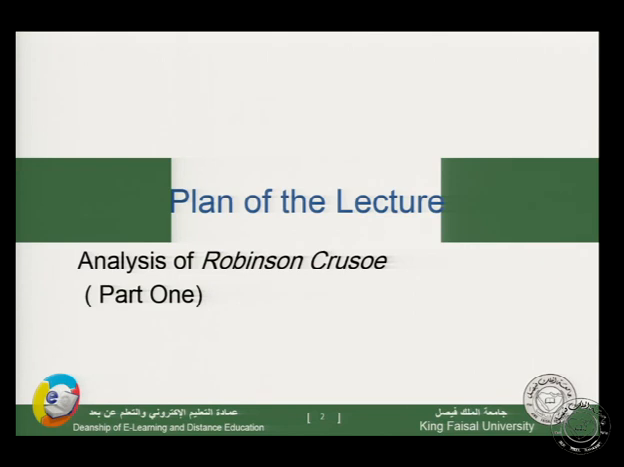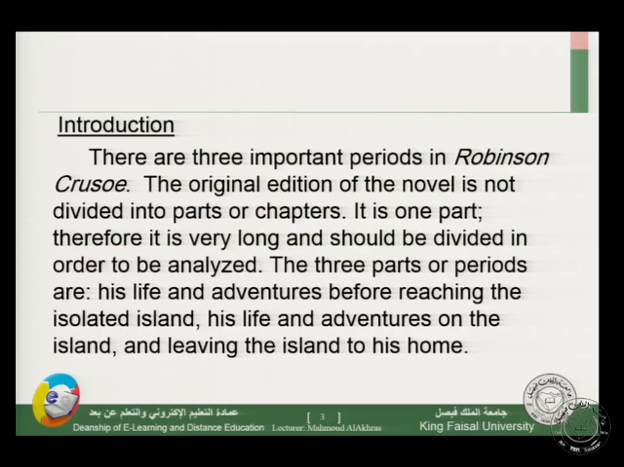We are going to analyze the first part of Robinson Crusoe. There are three important periods in Robinson Crusoe. The original edition of the novel is not divided into parts or chapters, so we can't see any division throughout the original copy of this novel. It's one part, therefore it's very long and should be divided in order to be analyzed.